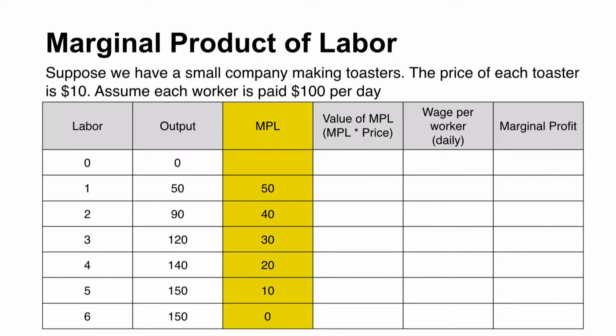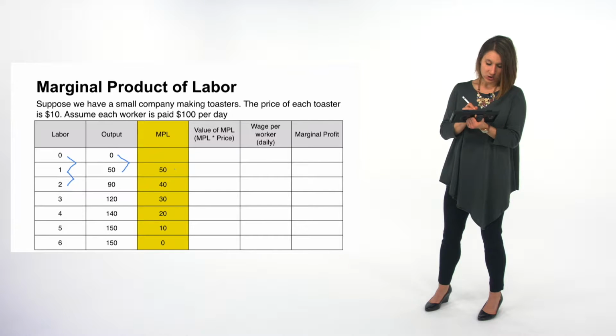So what we see here is that as the firm hires one additional worker, going from 0 to 1 workers, it is producing 50 more units of output, 50 more toasters. So one additional worker, going from 0 to 1, is increasing the production by 50 units. When the firm hires an additional second worker, production increases to 90. So that second worker is producing 40 more units of the good.